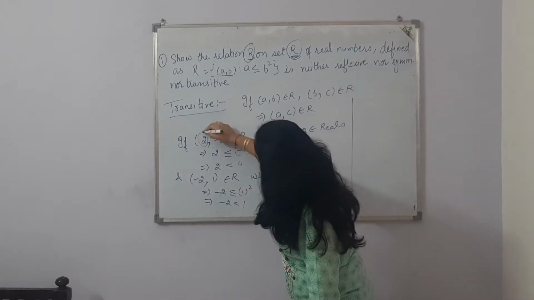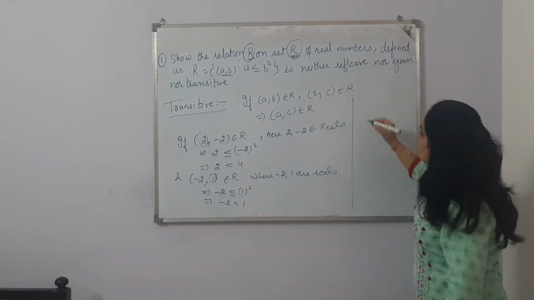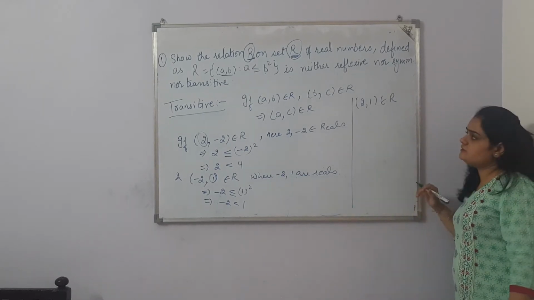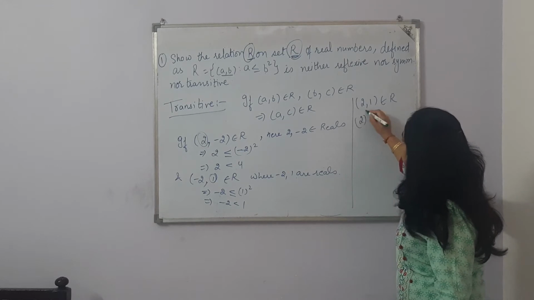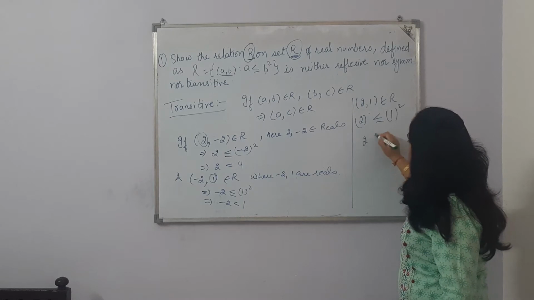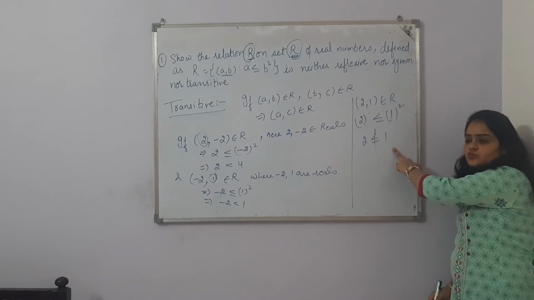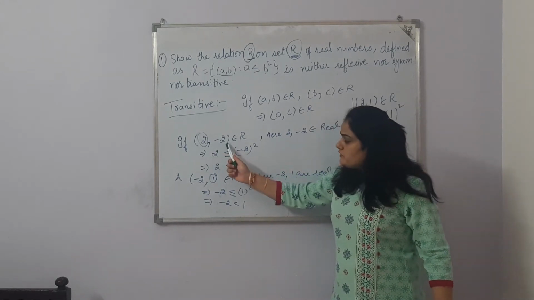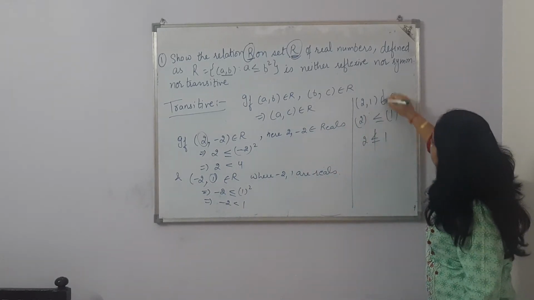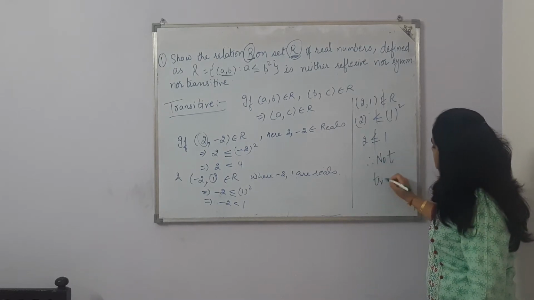Here A is 2 and C is 1, because it is (A, B), (B, C). So is (2, 1) belonging to the relation? Let's check: 2 is less than or equal to 1 squared. 2 is not less than or equal to 1. Not true. So (2, -2) belongs to R, (-2, 1) belongs to R, but (2, 1) doesn't belong to R. So not transitive.